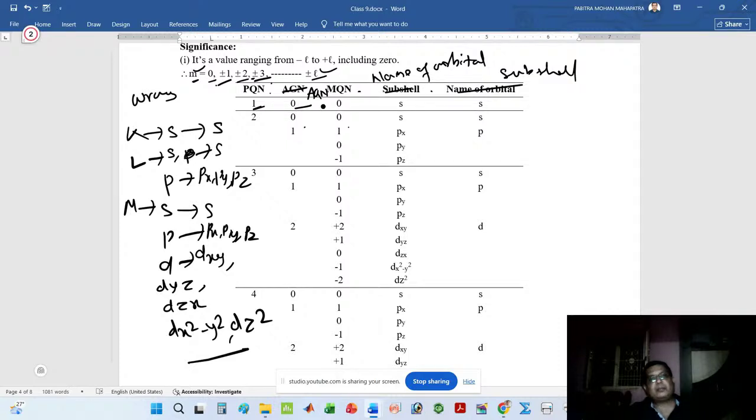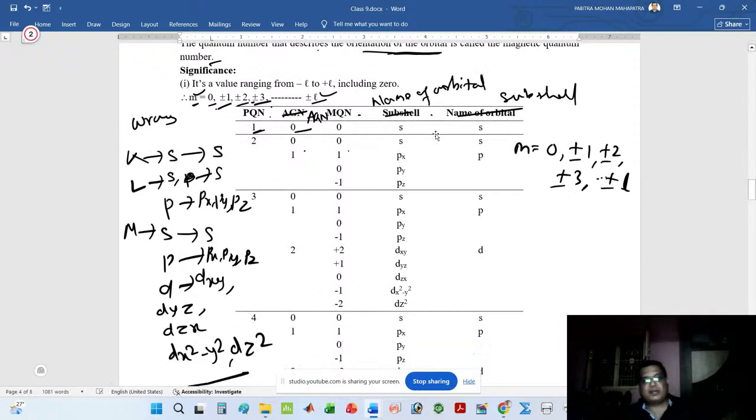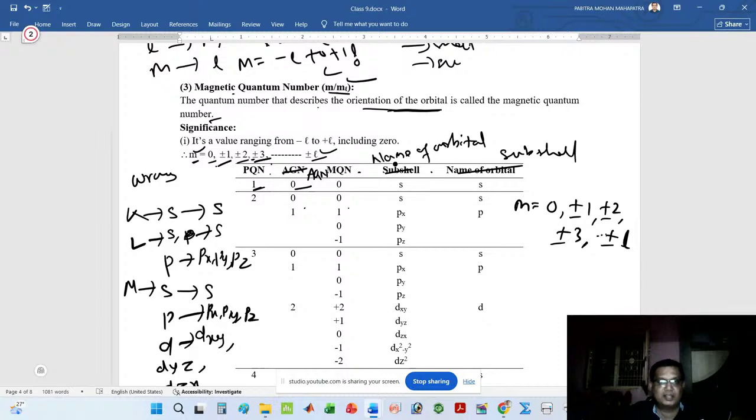Now let me find out the magnetic quantum number. I want to explain how the magnetic quantum number is calculated by using the azimuthal quantum number. Here I have written the relation, that is, M is equal to 0, plus or minus 1, plus or minus 2, plus or minus 3, up to plus or minus L. Let me explain. If n is equal to 1, then the value of L is 0. No doubt. If L is equal to 0, then the value of M is equal to 0. Just remember, after 2 or 3 examples, you can clearly understand how these values are calculated.